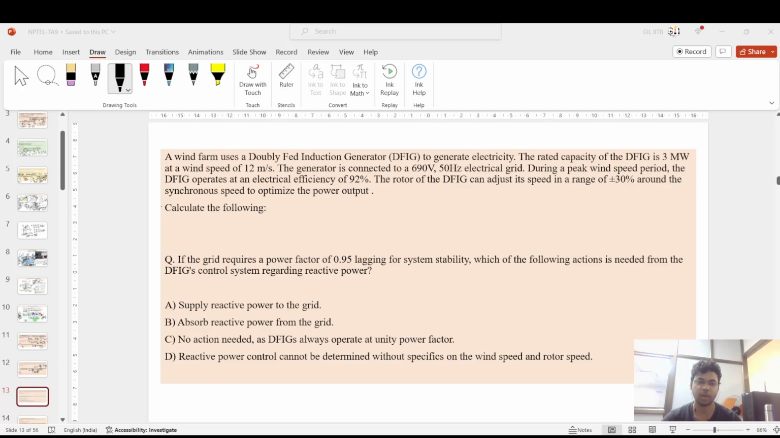Use the concept that if there is an inductive load, it will absorb the lagging power. If there is a capacitive load, it will deliver this lagging reactive power. Okay, I got one answer. Maybe A: lagging means reactive power in inductive nature. Okay, anybody else want to try?